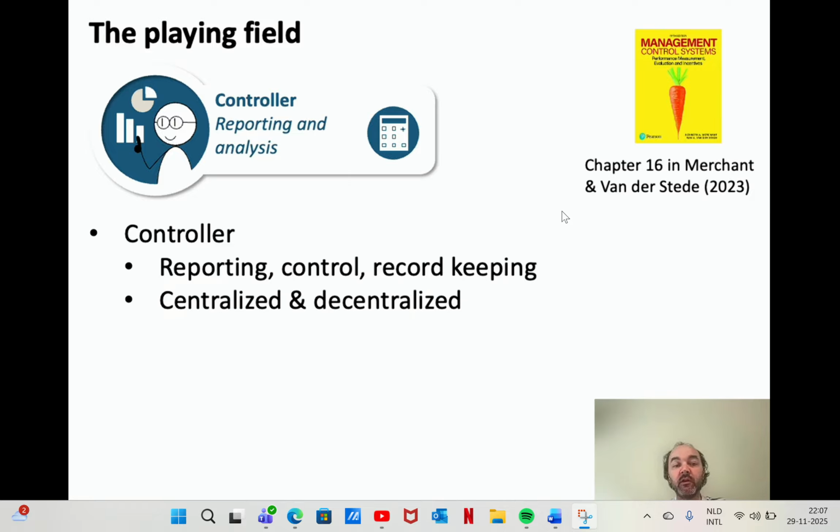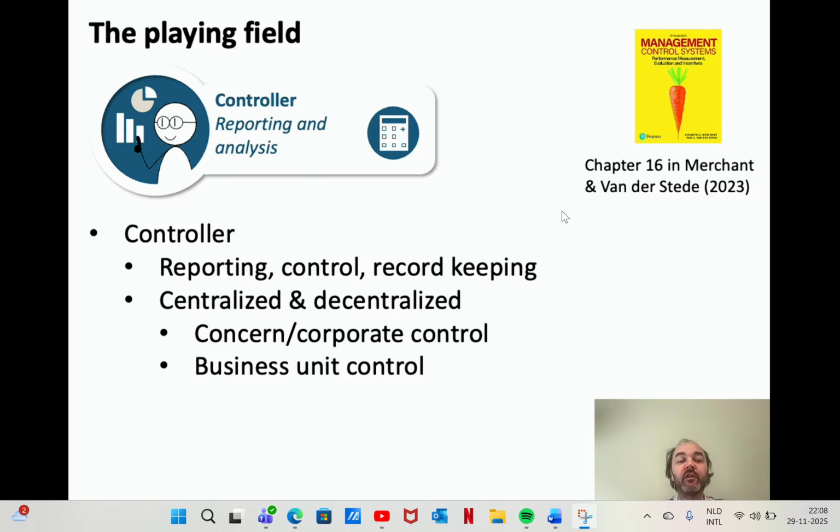Now, you can think of controllers as being centralized or decentralized, so you can have controllers at the corporate level, but also at business unit levels. I'll show you later on a graphic that makes this clear. There are these differences between different types of controllers.